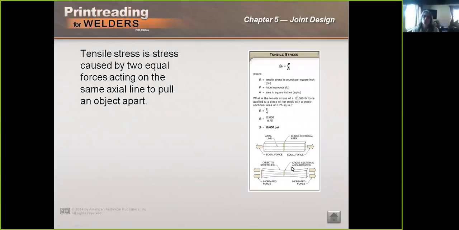Now, if we stretch a member far enough to the point that it starts to deform, we will get a neck here in the middle, because as things stretch longer, they get skinnier in cross section, like a rubber band. Since we're making the area smaller, that means that we've increased the stress, even if we don't increase the force.